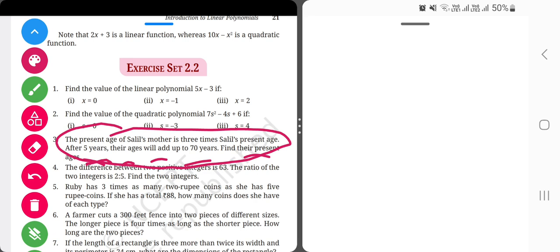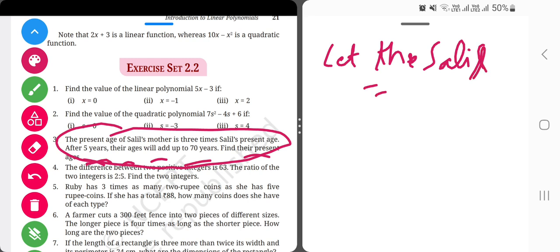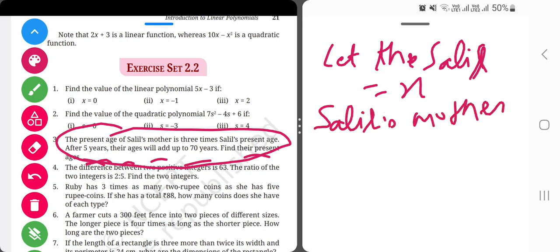3 times Salil's present age. What we will do is, let Salil's present age be x, and what will be Salil's mother's age? Okay, I don't have that pen to write, so I'm writing with my finger, so that's why the writing is not that good. So yes, Salil's mother's age is 3 times Salil's present age.